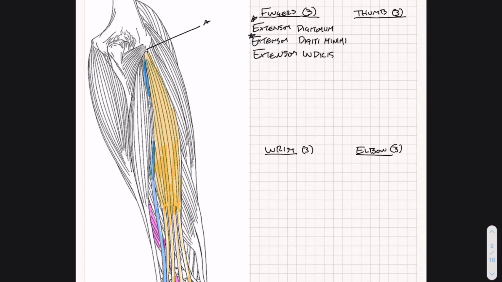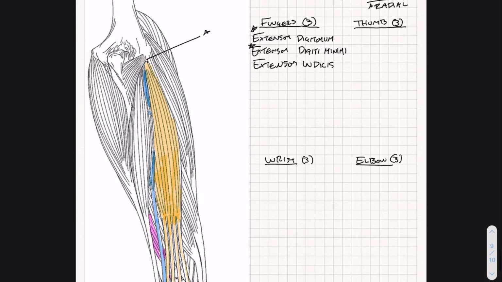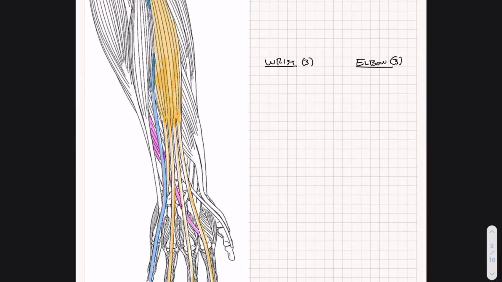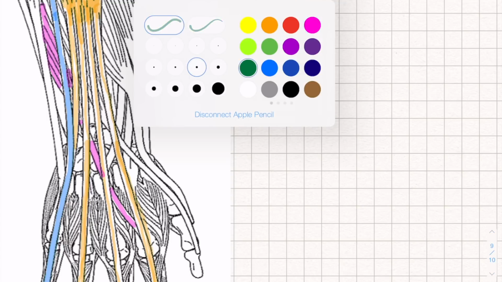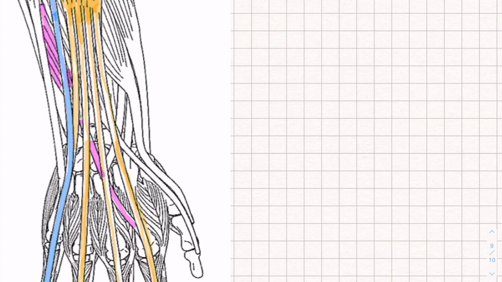Okay, cool. So there's our 3 finger movers. Now we're going to talk about the 3 thumb movers. So we find the thumb, we can see there's a tendon here to the thumb, and then here's 2 more here. So we're going to name these, color them in.